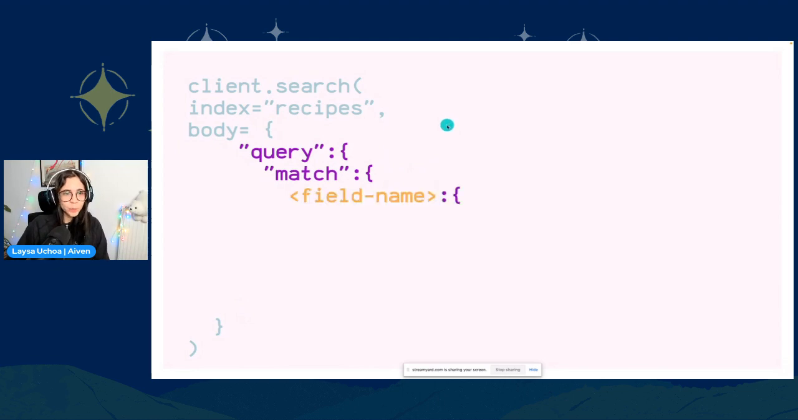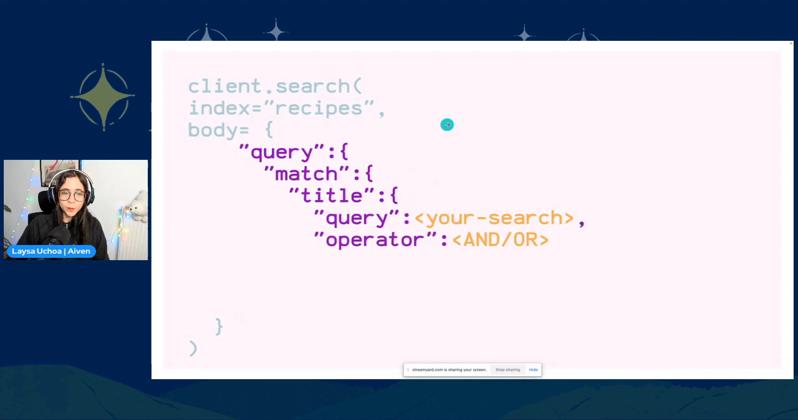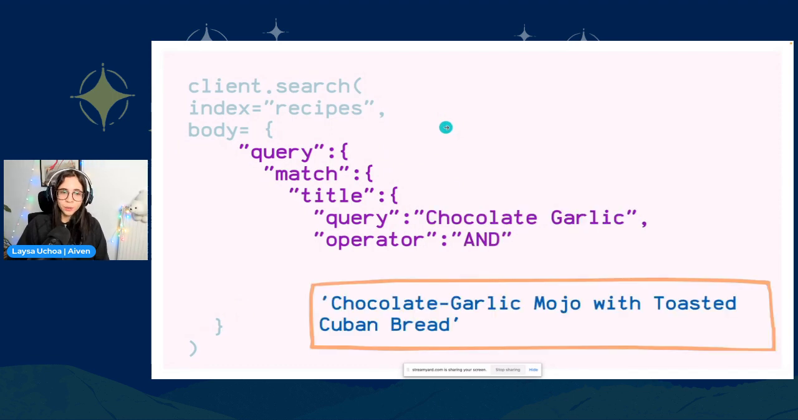In this case, it's the match one. And we have the field, in this case title. We're going to specify what words we are looking for in the query and which operator we're going to be using. If you don't specify the operator, the OR operator is taken by default.